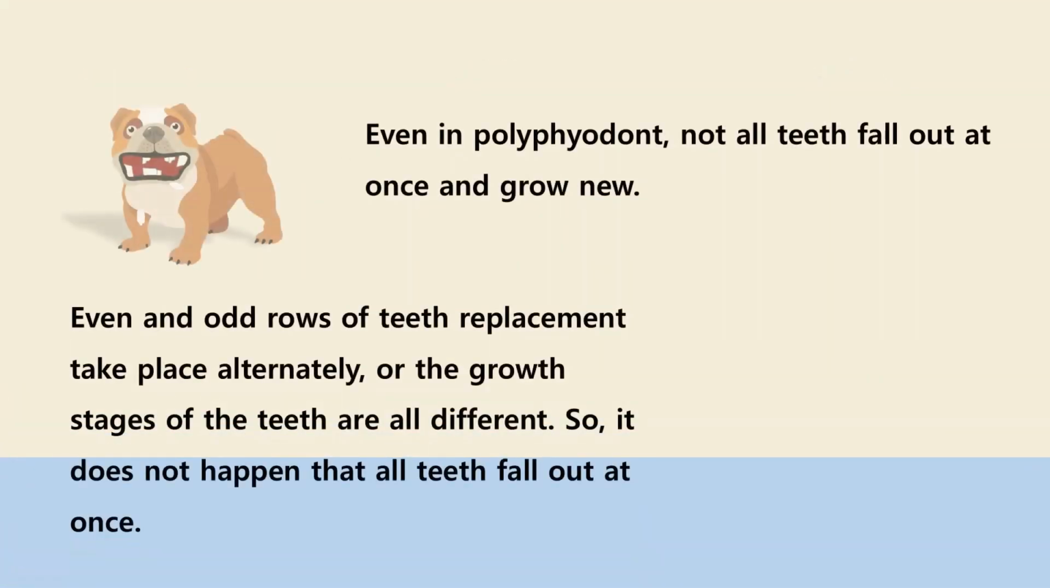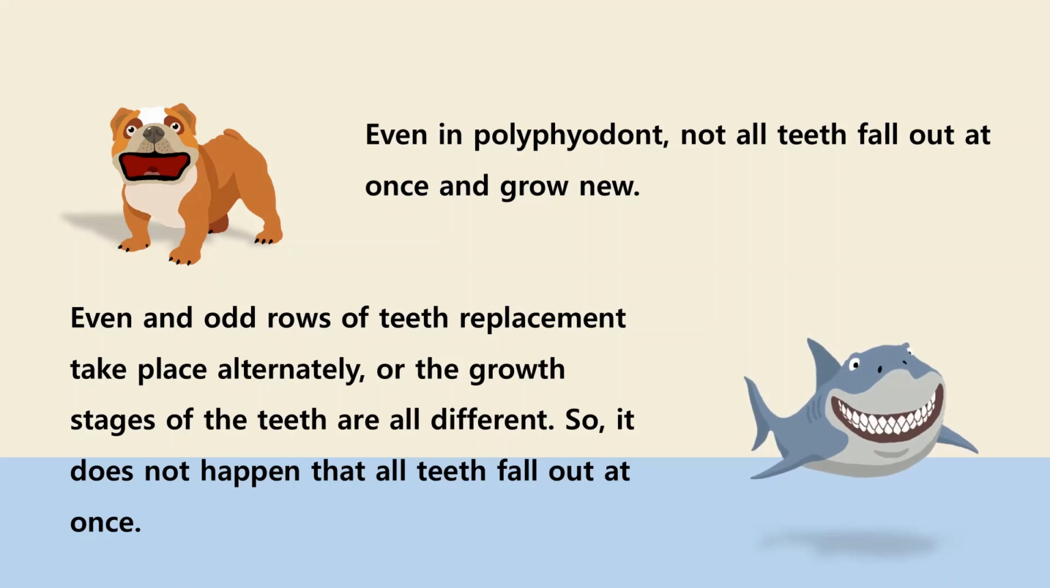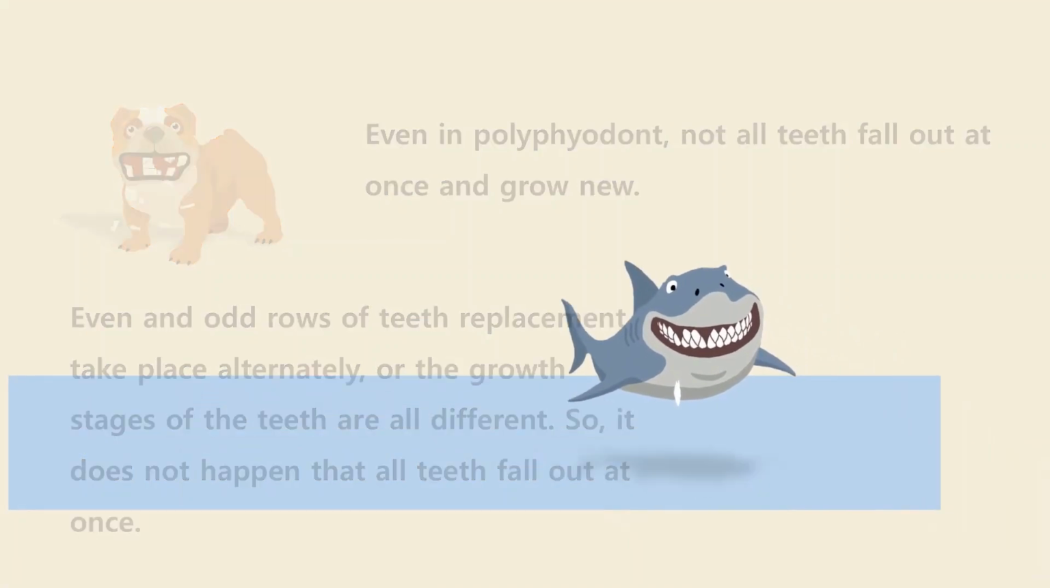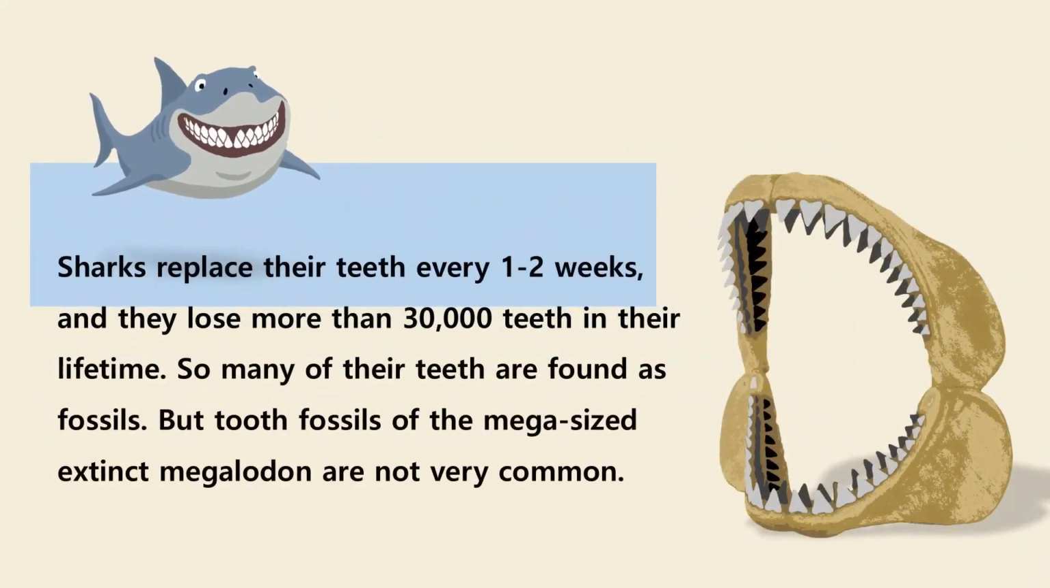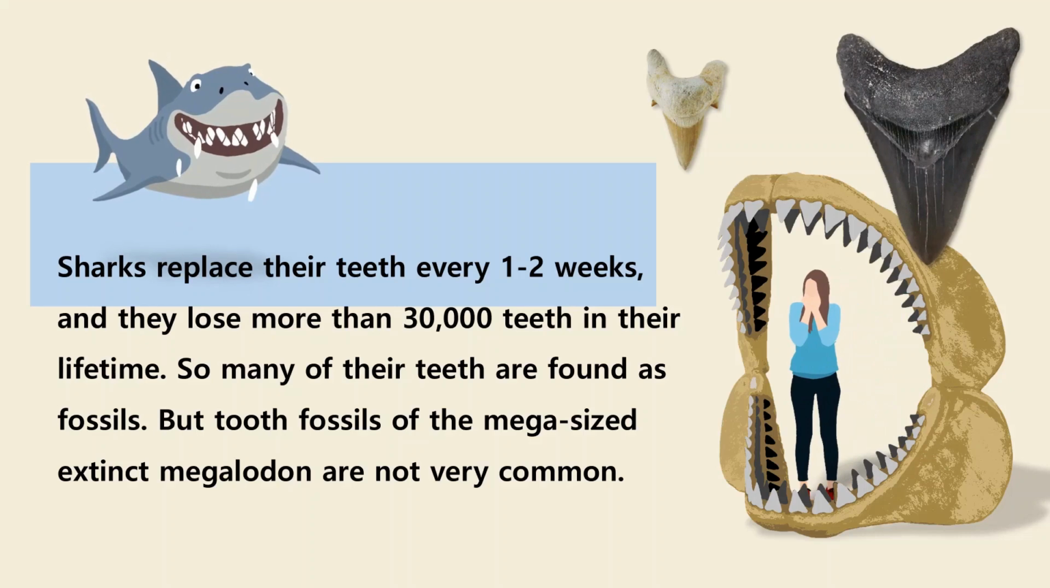Even in polyphyodont, not all teeth fall out at once and grow new. Even and odd rows of teeth replacement take place alternately, or the growth stages of the teeth are all different. So, it does not happen that all teeth fall out at once. Sharks replace their teeth every 1 to 2 weeks, and they lose more than 30,000 teeth in their lifetime. So many of their teeth are found as fossils. But tooth fossils of the mega-sized extinct megalodon are not very common.